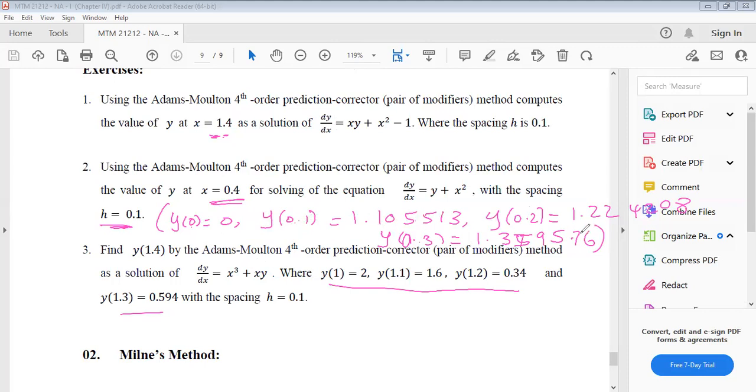1.105513, and next one 1.224208, next one 1.359576. Okay, begin your work with the steps that we have done from the earlier question. Do all the steps.